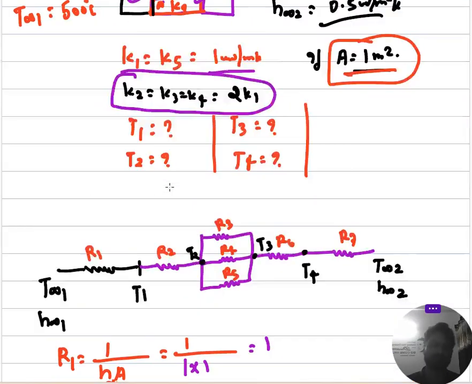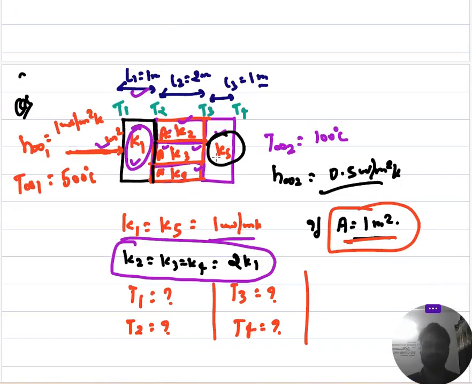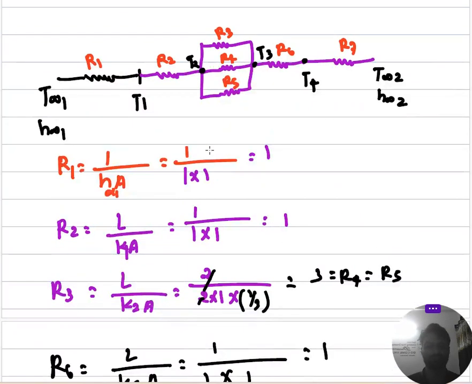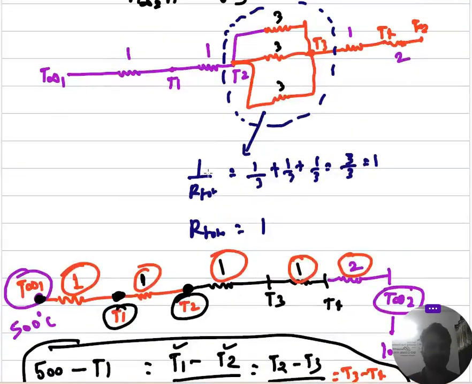Sometimes they can give you a combination of series and parallel. Again, exactly this is series, this will be parallel. So you can calculate the R equivalent of this parallel combination, then all of these three will come in series, and then you can calculate the series combination, something like that. This is very, very important.